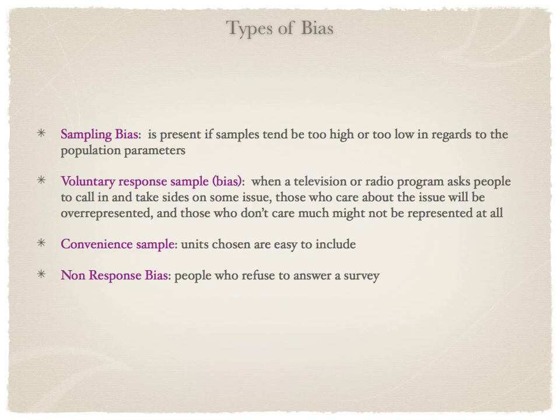Then we have convenience sample. Units chosen are easy to include. Take, for instance, the first free response question I assigned when you went to the cafeteria and randomly selected every other so many students to ask them how they felt about lunch. That was convenient to do the sampling there, hence the convenience sample. And then we have a non-response bias, people who just refuse to answer a survey.